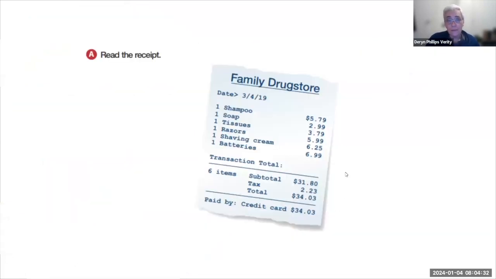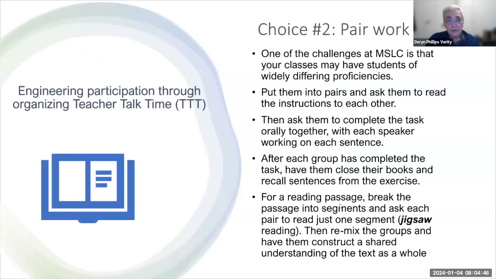So for the receipt on that page that we looked at, the students could quiz each other, they could practice pronouncing the prices, they could do a little recall, how much did the razors cost, how much was the total, etc. Another choice, pair work. Just have your students work together. You're there, they can always consult with you, but they can answer the questions, they can write down the answers, they can double check the answers with another group.